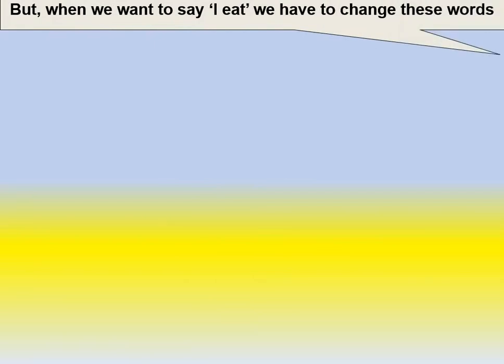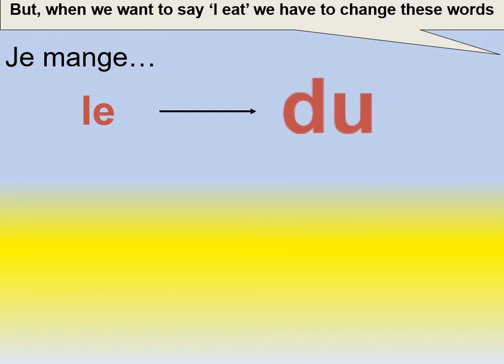But when we want to say I eat, there's a slight change into these words, and I'll demonstrate for you now. For example, je mange, and it's a masculine food. That le would change to du. So for example, je mange du yaourt. I eat yogurt.